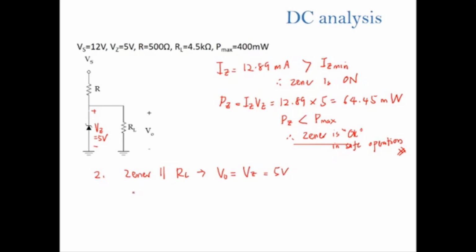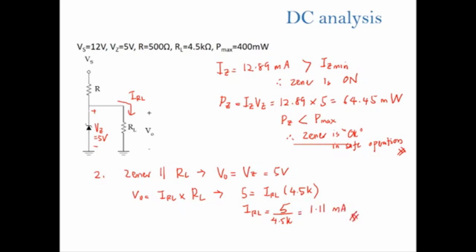And then we can have this equation: V out is equal to IRL times RL, where IRL is the current across RL. So now 5 equals IRL times 4.5K. So IRL is equal to 5 over 4.5K, which is equal to 1.11 milliampere. So this is the answer for the second question.